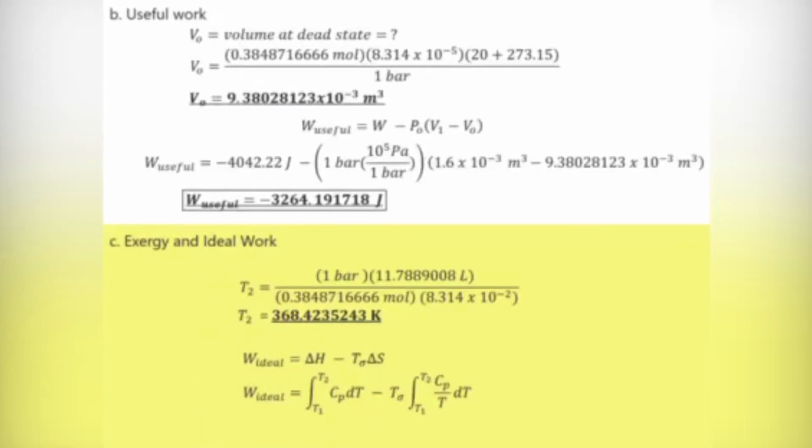Moreover, useful work can be obtained by subtracting the work obtained in the process to P dV. We calculate first for the volume at the dead state, which is equal to 9.38 times 10 to the negative 3 cubic meters. Since we have the volume at the dead state, we can now solve for the useful work, which is equal to negative 3,264.19 joules. Ideal work is the negative value of exergy.